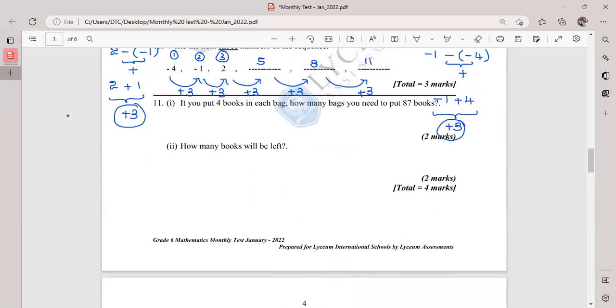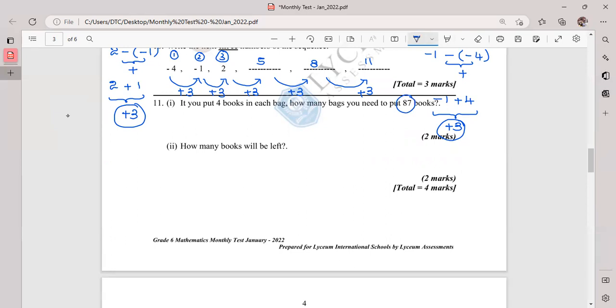If you put 4 books in each bag, how many bags do you need to put 87 books, right? So then what happened? You have 87 books, right? Try to understand this. Let's say that on your table you have 87 books and you are going to contribute to a donation campaign, something like that. And you are going to arrange the bags. And they have instructed you to put only 4 books in each bag, right?